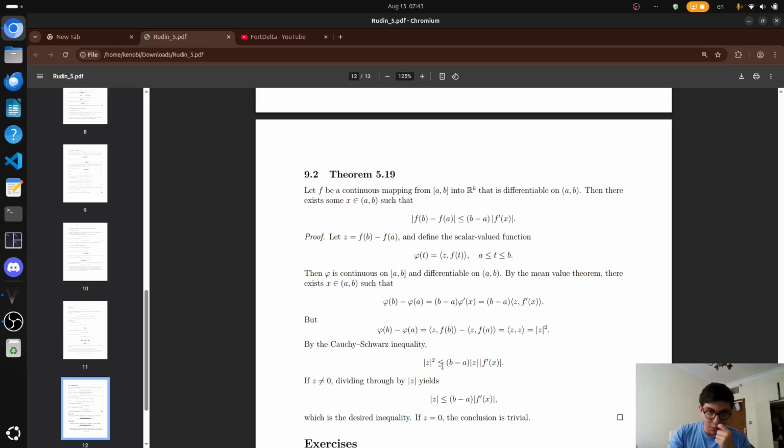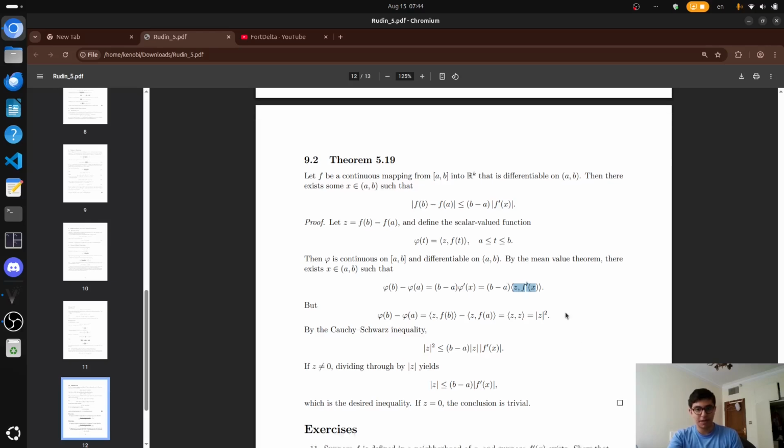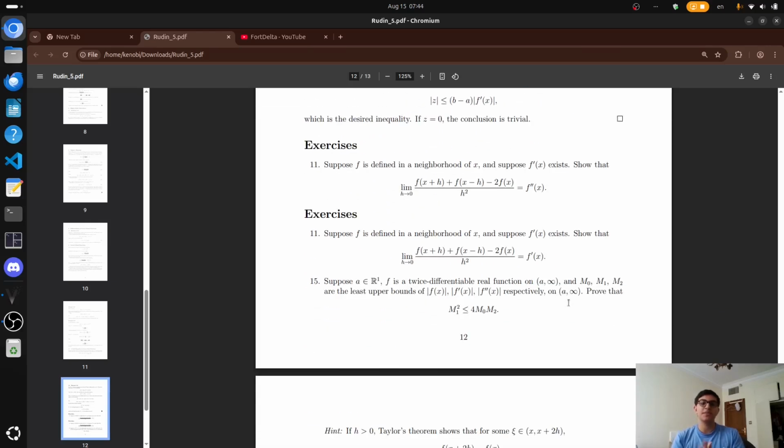We know that the norm of z squared over here is equal to this thing over here, and this thing over here is less than or equal to this thing over here, because by the Cauchy-Schwarz inequality, multiplying the norms is greater than taking the dot product. Divide both sides by the norm of z, and you're going to get the property that the norm of f of b minus f of a is less than or equal to (b minus a) times the norm of f prime of x. Now we get to the exercises.